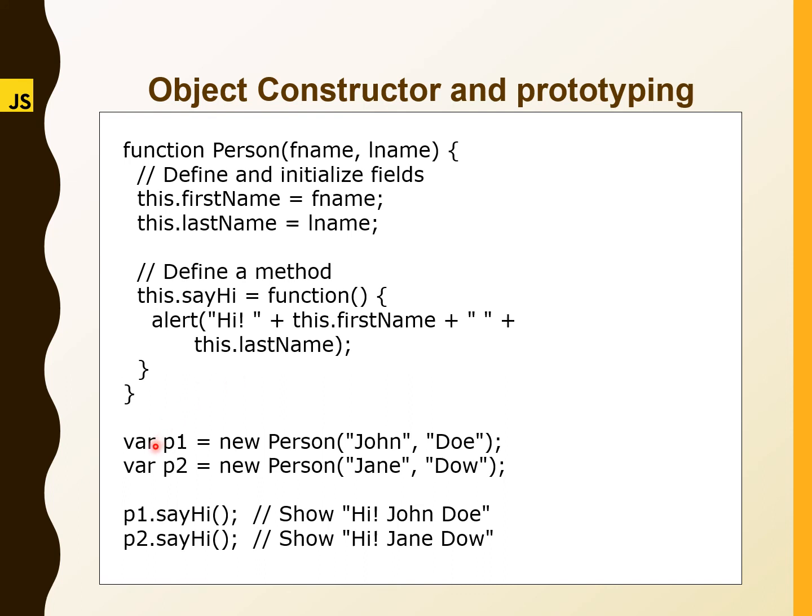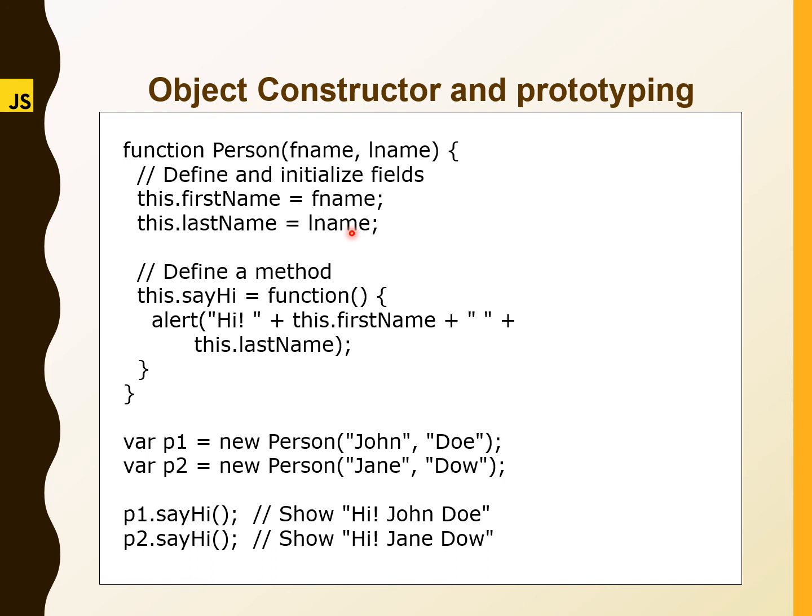So here we are having a function invoking statement. Variable p1 is equal to new person John Doe. So here we are calling the person function with arguments John and Doe. So John will be copied to fname and Doe will be copied to lname, and the corresponding function person will be invoked. So this dot first name is assigned with the fname data, that is John, and this dot last name will be assigned with the lname data, that is Doe.